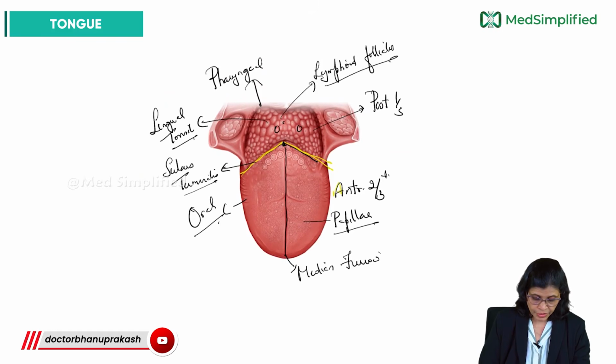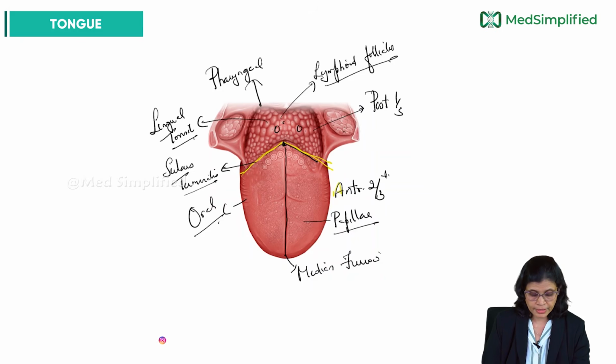At this junction between the oral part and the pharyngeal part, we have one fold here, that is the palatoglossal fold, and behind will be the palatopharyngeal fold. Between them there will be a tonsillar fossa which will be lodging the palatine tonsil.